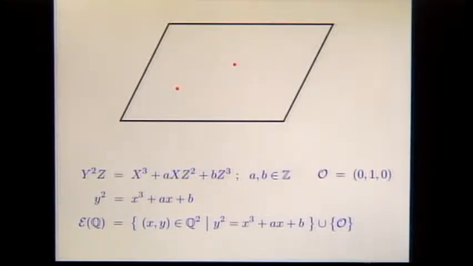And so one thing you could do is consider E defined over Q, which is the set of all X and Y in this equation where X and Y are both rational. And you just add the point at infinity, which is a rational point.